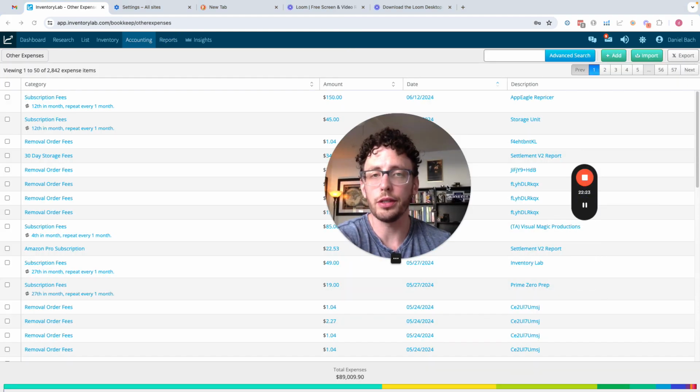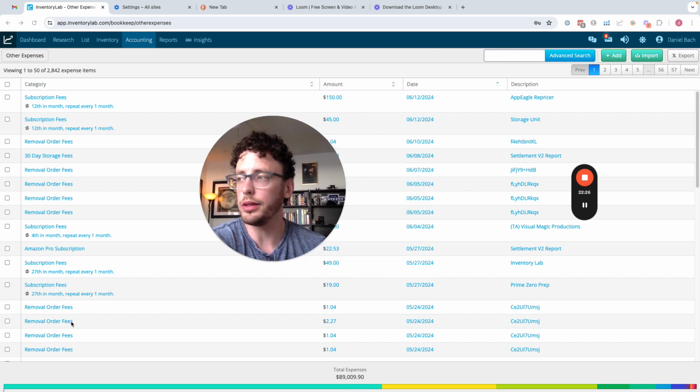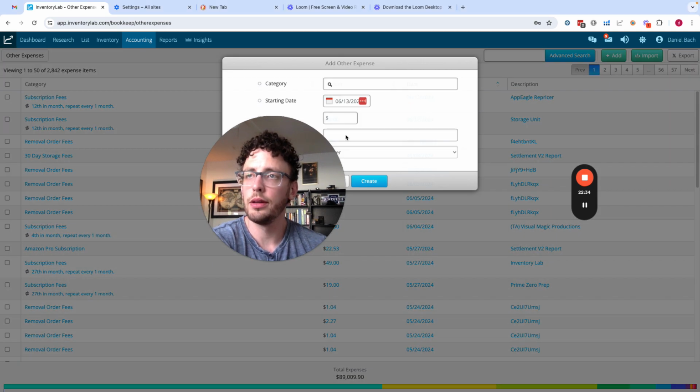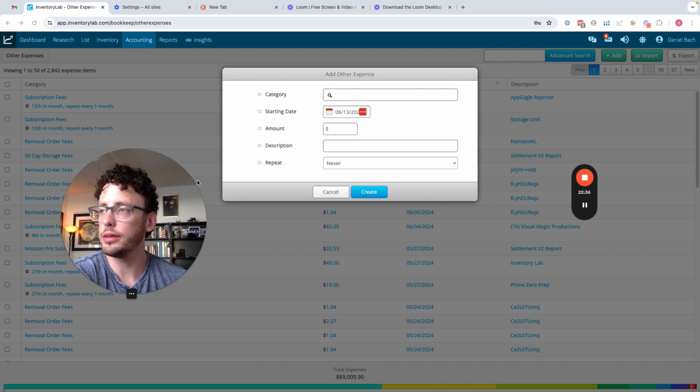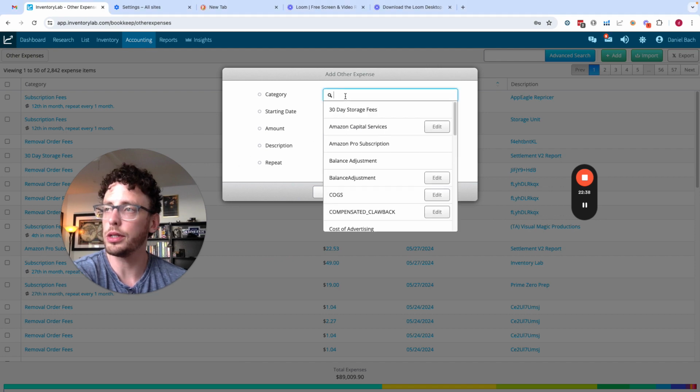Okay, real quick, this is how you add expenses to your profit and loss statement. This again would be like any subscription fees for different softwares that you use. You can add them right here. So we'll click that, move my big head out of the way, and then you'll select your category.